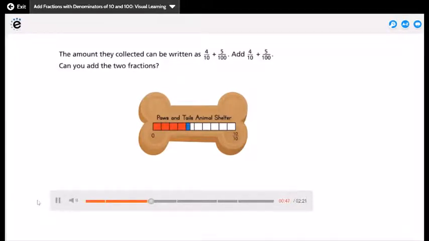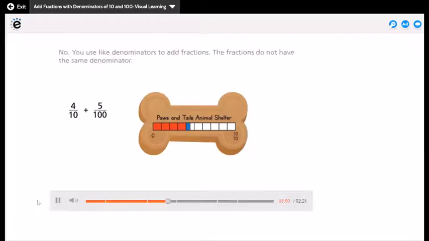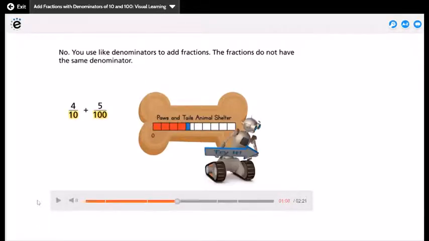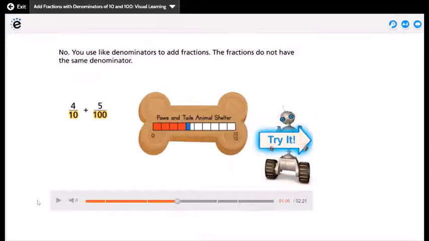The amount they collected can be written as 4/10ths plus 5/100ths. Add 4/10ths plus 5/100ths. Can you add the two fractions? No, you use like denominators to add fractions. The fractions do not have the same denominator. So, as I mentioned, in order to add fractions, we should have same denominators. Let's try.